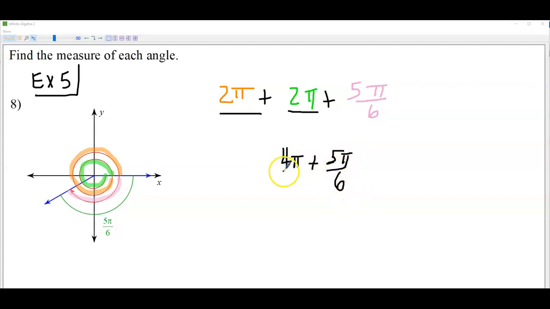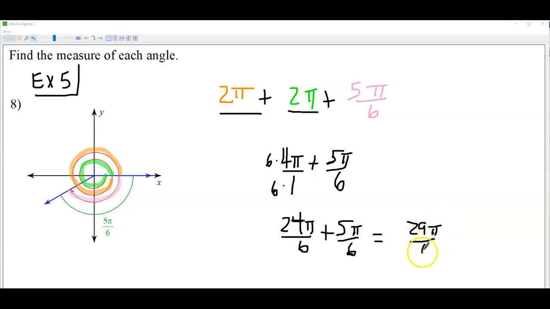Now we need a common denominator, so put that over 1, multiply the top and the bottom by 6, and I get 24 pi over 6 plus 5 pi over 6, which is 29 pi over 6. All right, but you will notice that we are going in a clockwise direction, right? And so that is a negative 29 pi over 6. All right, so I got lucky on this one. Once again, I did not need to find that missing piece.